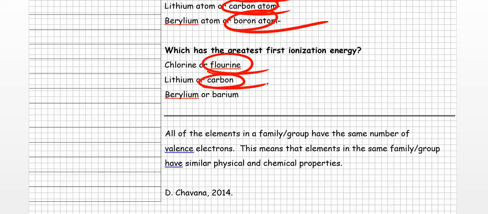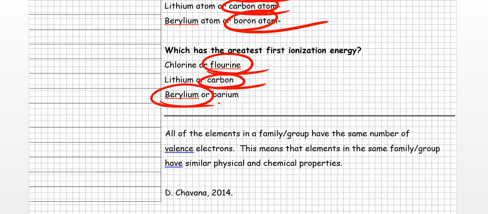And finally, beryllium versus barium. Beryllium is number 4, barium is number 56. So even though they're both in the same column, beryllium is higher, and therefore it would have a higher first ionization energy, just like that. Okay?